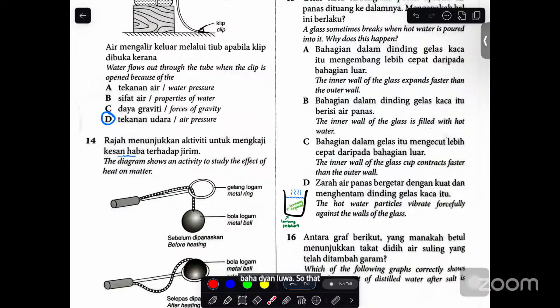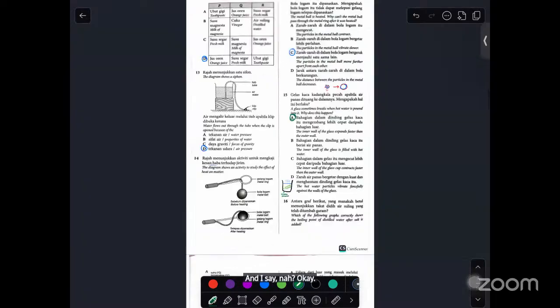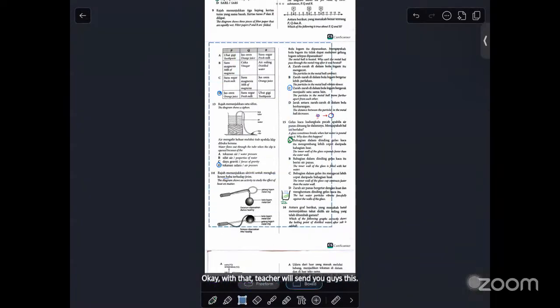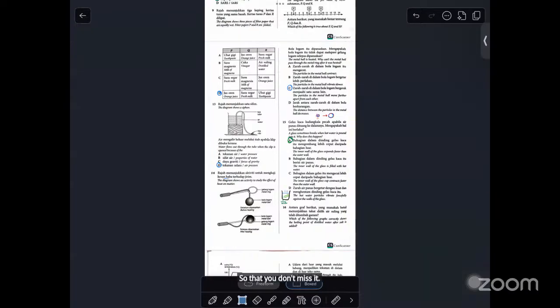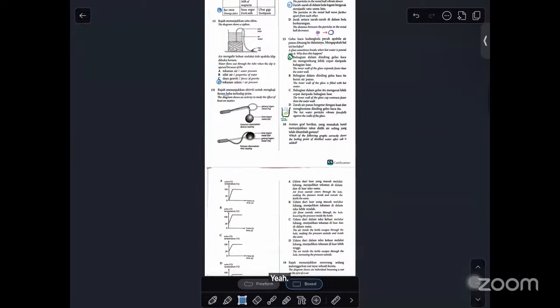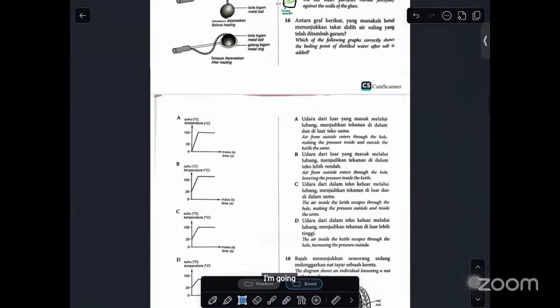So that's why gelas yang dia perbuat daripada glass, you cannot use to drink hot water. Memang tak boleh. So, this one. Jawapannya A. Understand? Okay, wait, teacher will send you guys this so that you don't miss it. Jom. We go to number 16. I'm moving on to number 16.